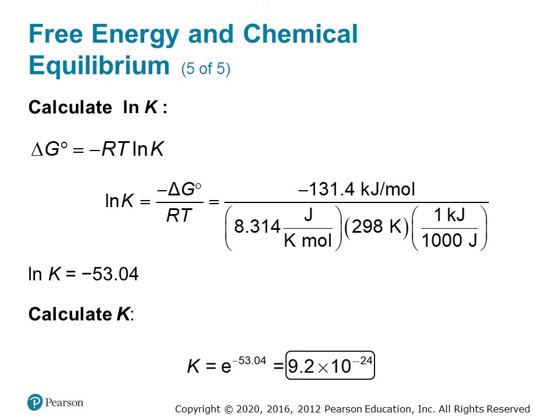Rearranging the equation, we get natural log of K equals negative 53.04. Exponentiating to solve for K, we get a Kp value of 9.2 times 10 to the minus 24th power, which makes sense as an extremely reactant-favored value for this reaction with an extremely positive delta G standard value.